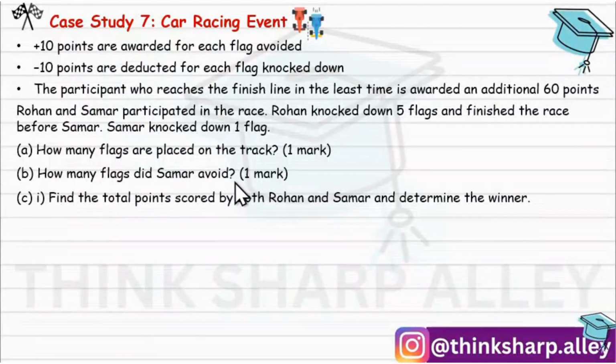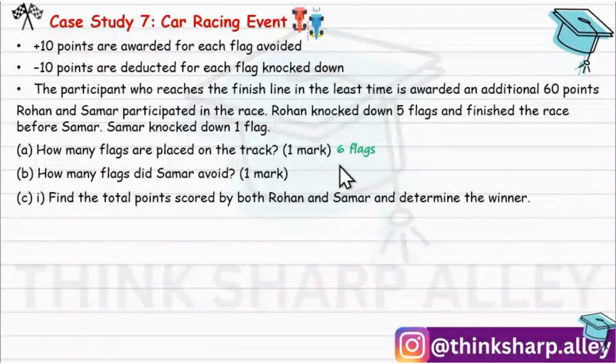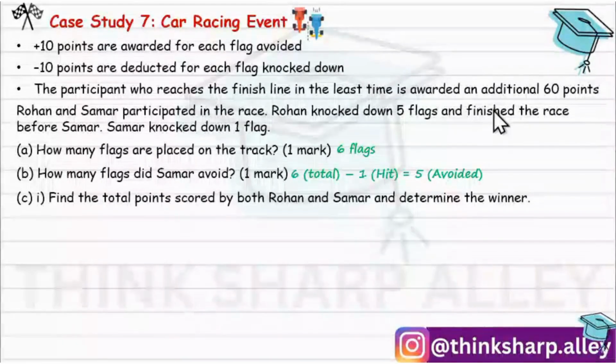How many flags did Samar avoid? Now we know there are 6 flags in total on the track, and the question tells us that Samar knocked down 1 flag. So let us do the calculation. 6 flags minus 1 flag which has been knocked down, that means 5 flags avoided. Samar has avoided 5 flags.